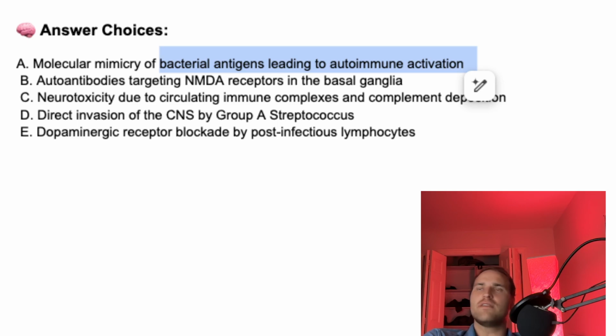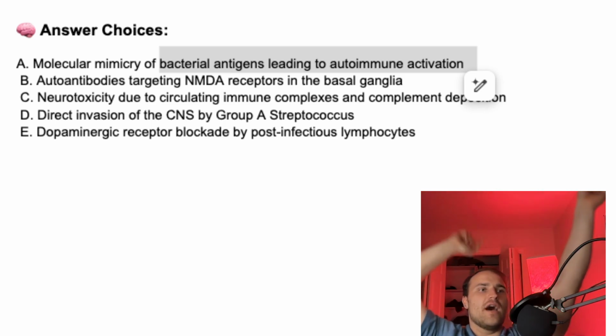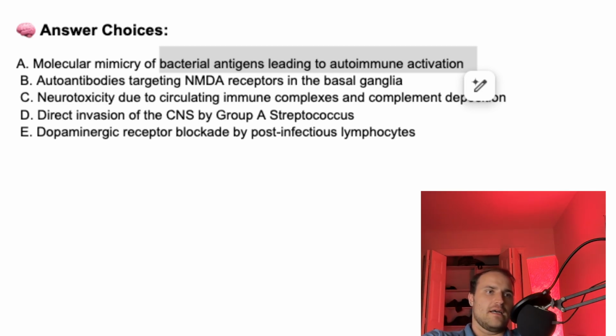Dopaminergic receptor blockade by post-infectious lymphocytes. Well, dopamine dysregulation does contribute to chorea. That's true, but the underlying mechanism is going to be antibody cross-reactivity. And chorea, by the way, is a neurological disorder where you have spasmodic, involuntary movements of the limbs and the facial muscles. You can't control it. So the mechanism is antibody cross-reactivity, molecular mimicry, not lymphocyte-induced receptor blockade. So no, not dopaminergic receptor blockade by post-infectious lymphocytes. This is going to be rheumatic fever, a type 2 hypersensitivity reaction that follows untreated group A strep.